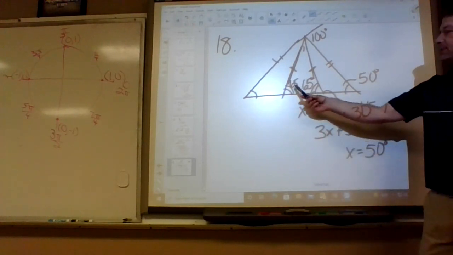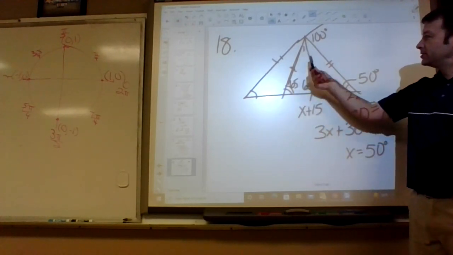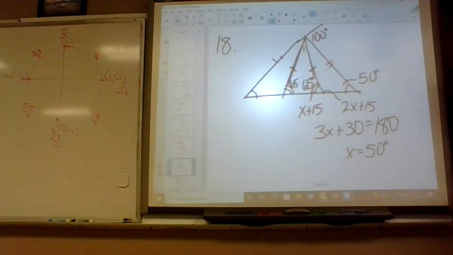And then how do we find angle 1 up there? So we got two angles of a triangle. We can use that to find angle 1. Angle 1 is 50.